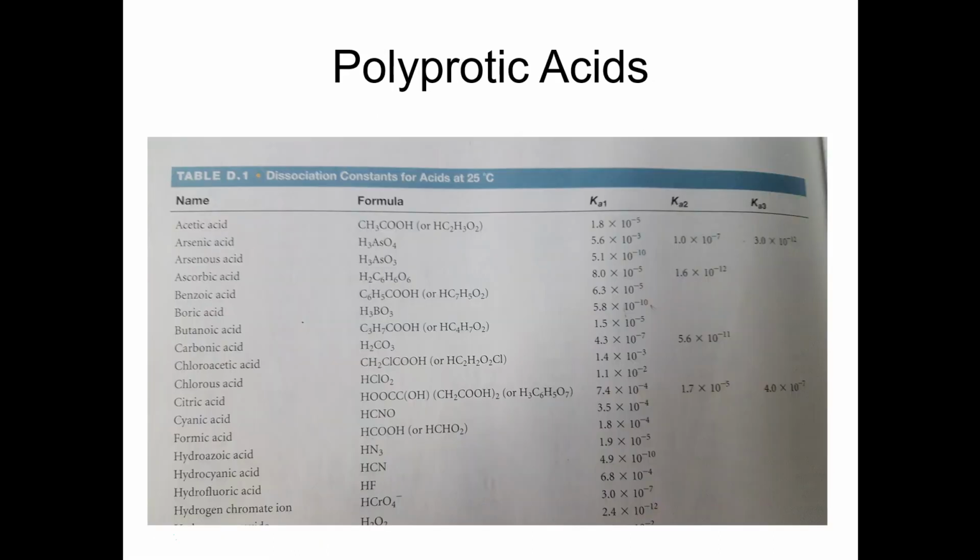Now let's move on and talk about polyprotic acids. I've shown this picture here again of Appendix D1 because I mentioned when we were talking about it earlier that in addition to all these K values, you'll occasionally also see a Ka2 and a Ka3. Anytime you see that appearing, it's because it's a polyprotic acid. So arsenic acid has three ionizable hydrogens. Therefore, it's going to have 3 different Kas. Ascorbic acid has 2 ionizable hydrogens. Therefore, it's going to have 2 different Kas, etc.